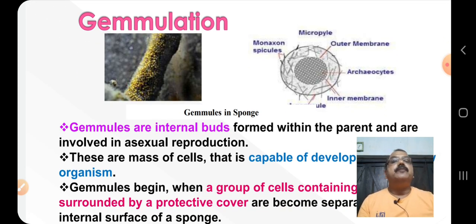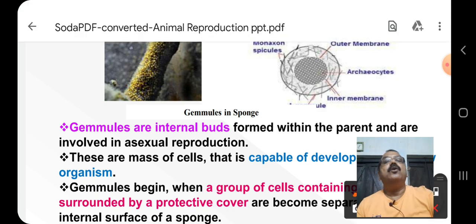Gemmulation is another type of asexual reproduction. In gemmulation, asexual reproductive bodies or gemmules, which are small spherical structures, are formed in the parent body. It is mostly found in case of sponges. This is the diagram of a single gemmule.